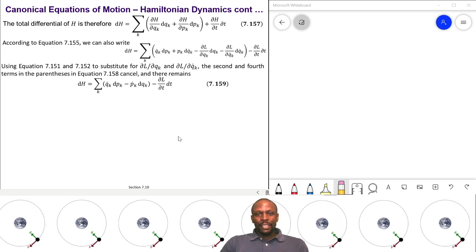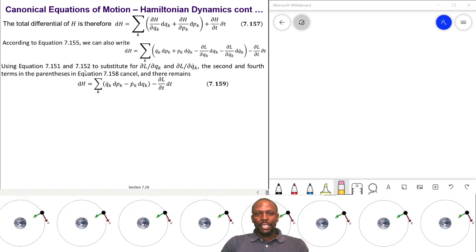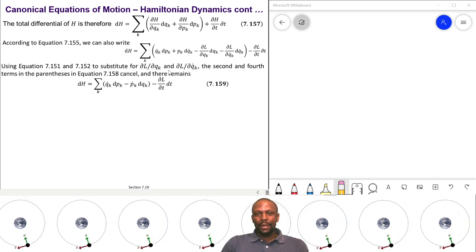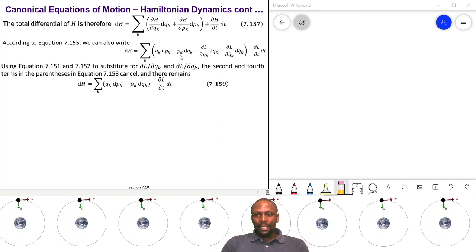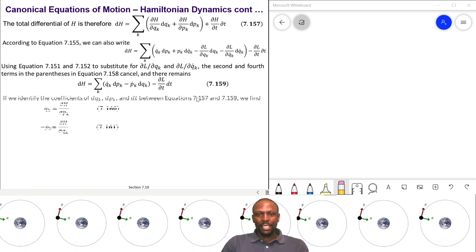And now, if we use the previous equations to substitute this term and that, the second and the fourth term will just cancel. And then what will remain is we will just be remaining with this equation there.